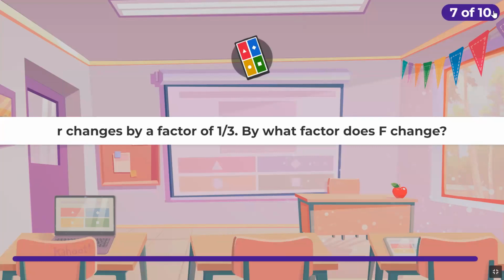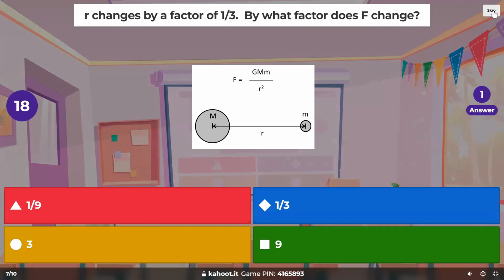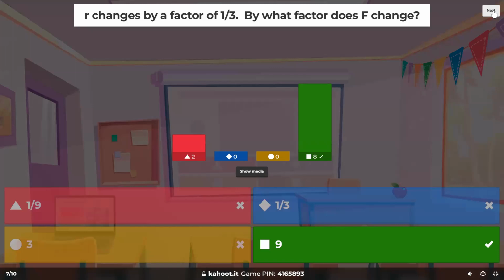What if you cut to a third of the original distance? 1/3 of the distance. What happens to the force? Yeah, 9 times the force, right?